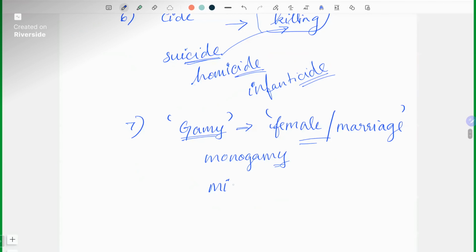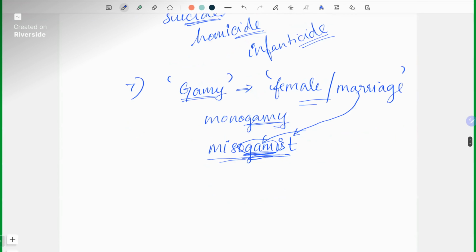Even misogamous, gamy. Misogamous means a person who hates marriage. So marriage is involved. Gam, the root word is there. Monogamy means marrying one wife. Here the gam attaches with the meaning of female.